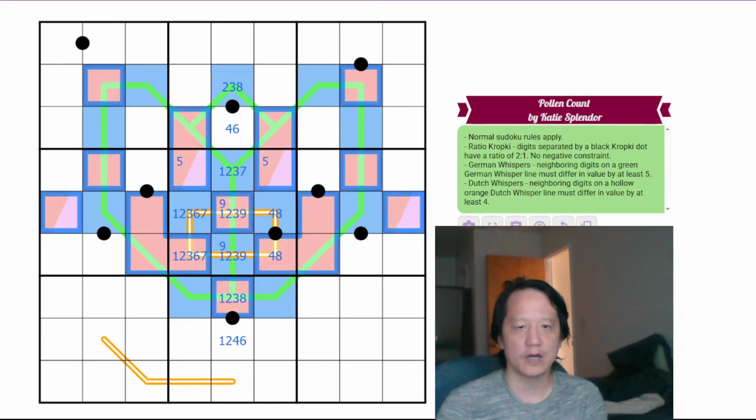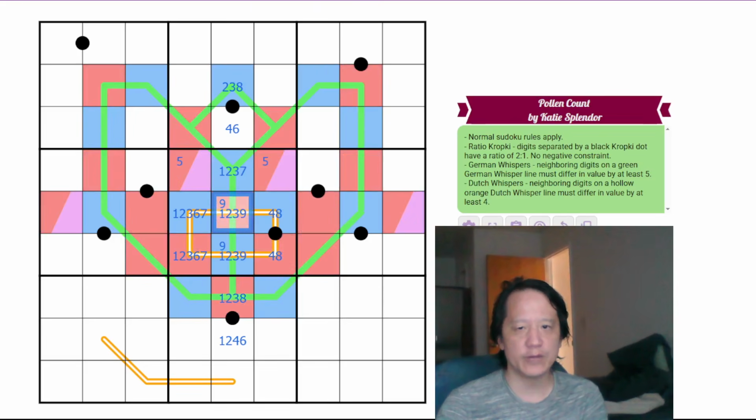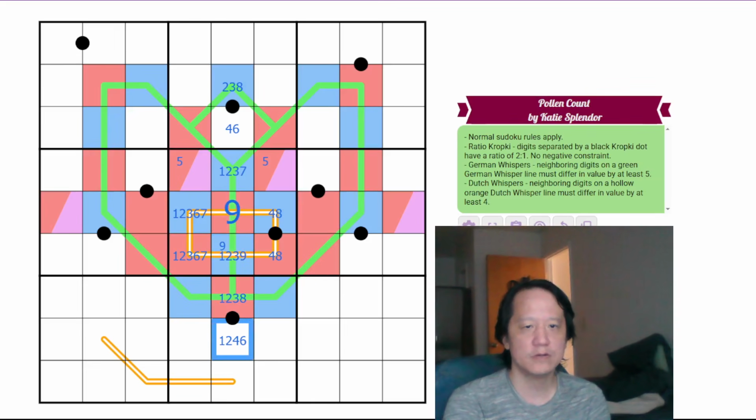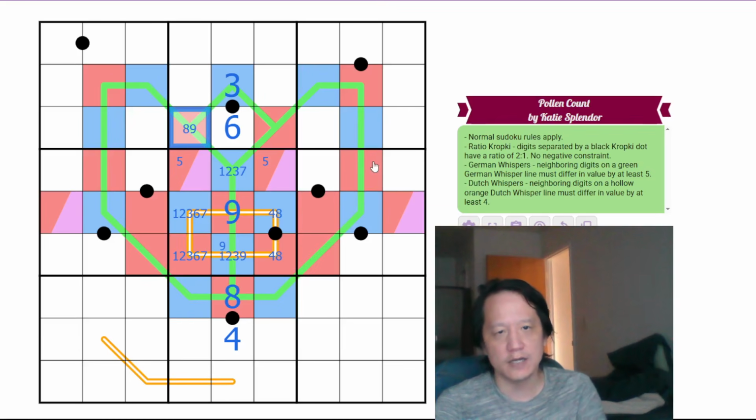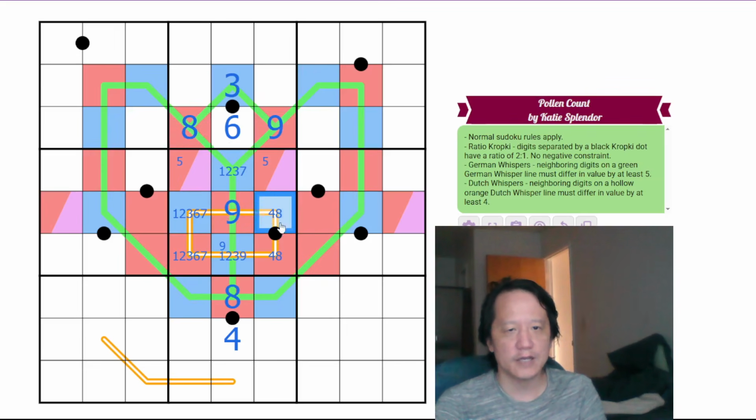Orange has to be high. Therefore, that makes this a 9 here. This must be 8 here to be in a 1 to 2 ratio with 4. That eliminates 4 here, so that's 6, which is only in a 1 to 2 ratio with 3. 3 can only be next to 8 and 9 on a Whisper 5 line, so this is an 8-9 pair. This 4-8 pair eliminates 4 and 8 in the rest of the column. So this can't be 8, that's 9, that makes that 8. And 9 can be next to 4, which is next to 8.